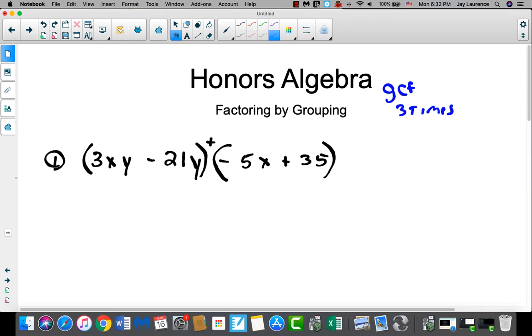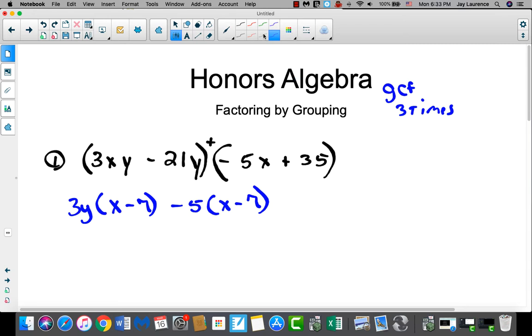Okay, so first time is I'm going to GCF this first group. Looks like the GCF is 3y. So I'm going to factor out a 3y, and then I'll be left with an x minus 7. Now here, I'm going to factor out a negative 5. How do I know to do a negative 5? Well, look at my signs. In the first group, I've got a positive, then a negative. The second group, I've got a negative, then a positive. I want them to be in the same order. So I'm going to factor out a negative 5, and I'll be left with an x minus 7.